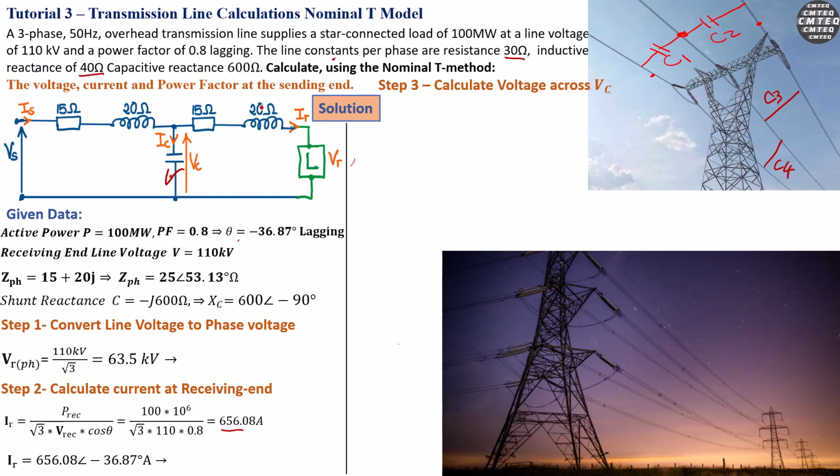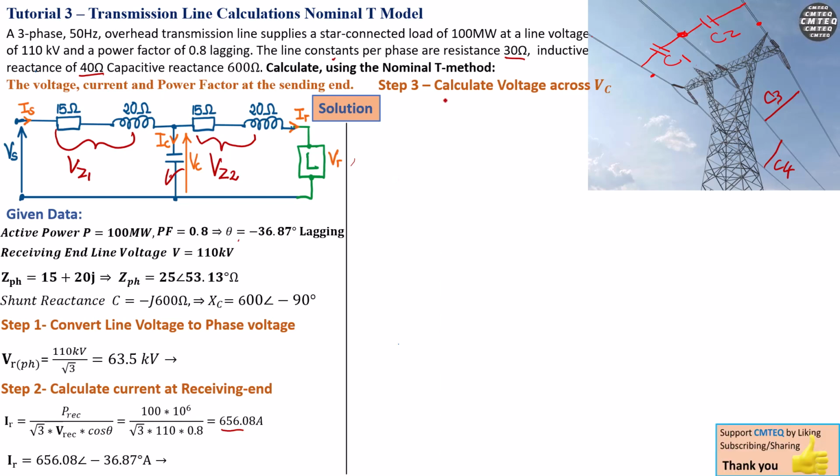Now because we've got this series impedance on this section of the line, we have to take the voltage drop across this series impedance and add it to the receiving end voltage to actually get the voltage across the lumped capacitance. Okay, so we can name this voltage as VZ2, which means at this section here, this is going to be VZ1. You can name it whatever you want to name it. Okay, so having said that, we can continue.